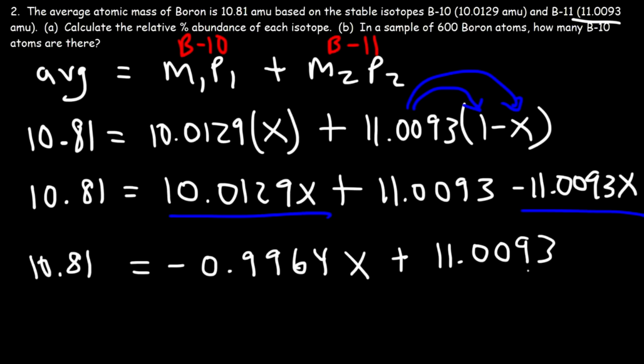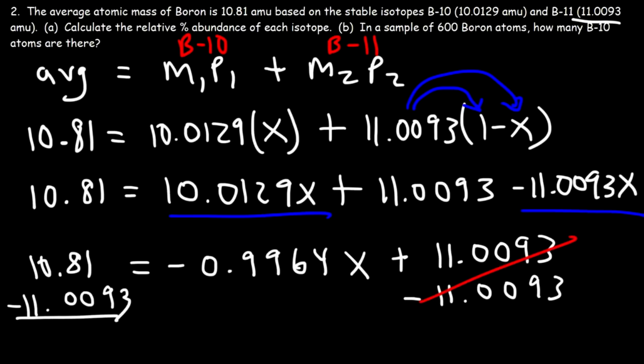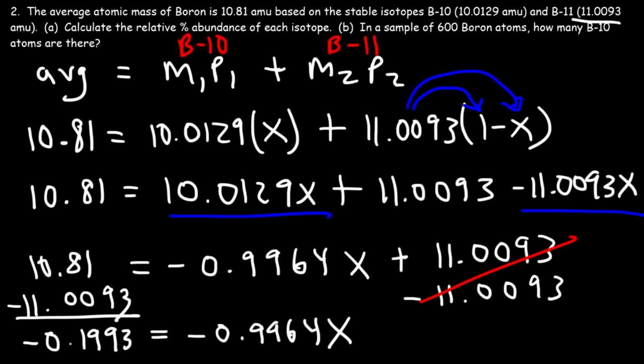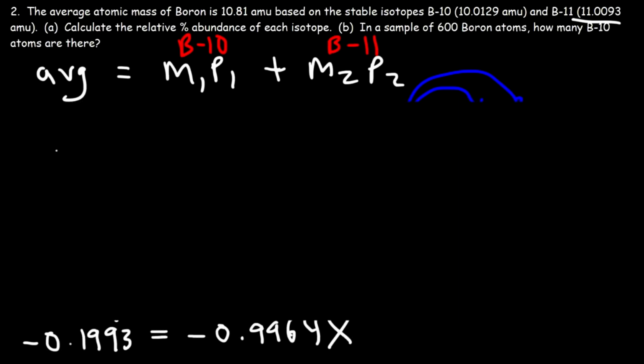Our next step is to subtract both sides by 11.0093. On the right side, this is going to disappear. So 10.81 minus that number is negative 0.1993, and that's equal to negative 0.9964x. Let me get rid of some stuff here. I'm just going to rewrite what I have above.